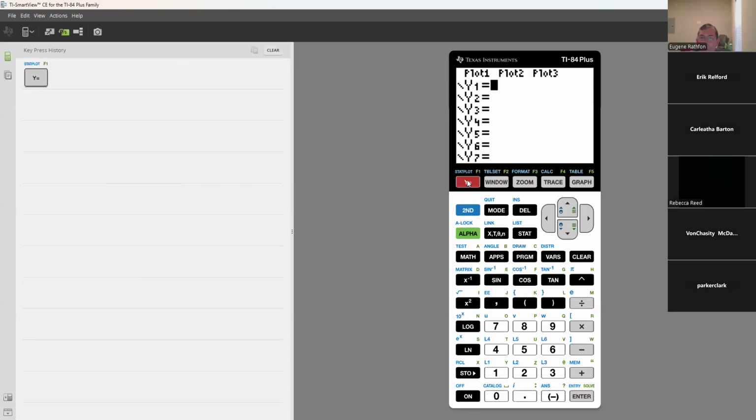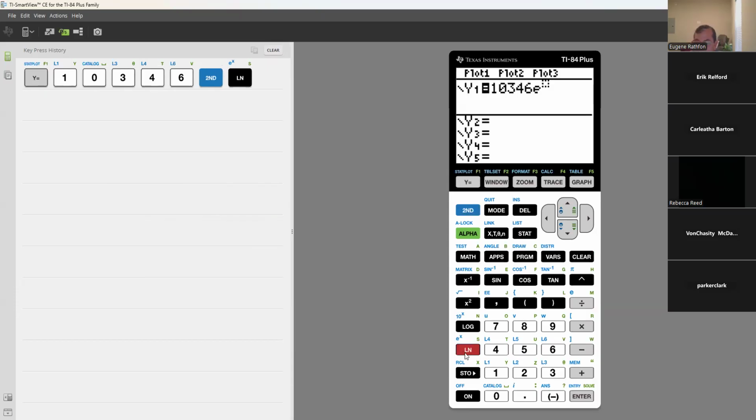I'm going to go to y equals. I'm going to put in my equation, which is 10,346. I'm going to hit second ln for my e with the exponent. And then that is 0.051 times x. Remember, on the graphing calculator, you got to use the x, okay? All right. Now, all my values that I'm looking for are going to be in the table. So to get to the table, you hit second graph.